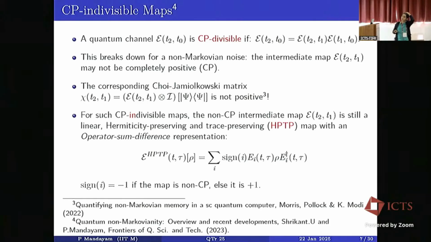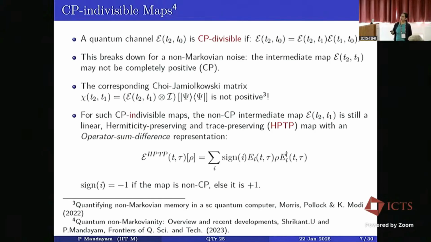So let us look at these CP indivisible maps a little bit more in detail. As I said, you have a non-completely positive intermediate map, but now you can go back and ask, well, the Choi matrix is not positive, but does it have any other redeeming features? Well, it turns out that the Choi matrix is actually Hermitian, okay? And so this class of CP indivisible maps leads us to what are called hermiticity preserving, trace preserving maps, that is HPTP instead of CPTP maps.